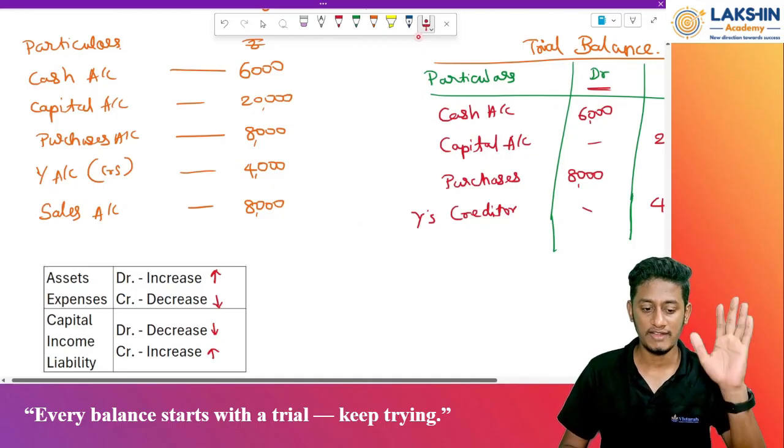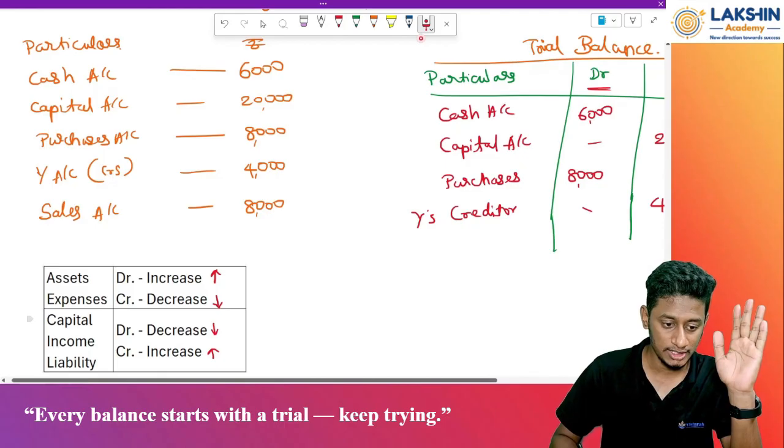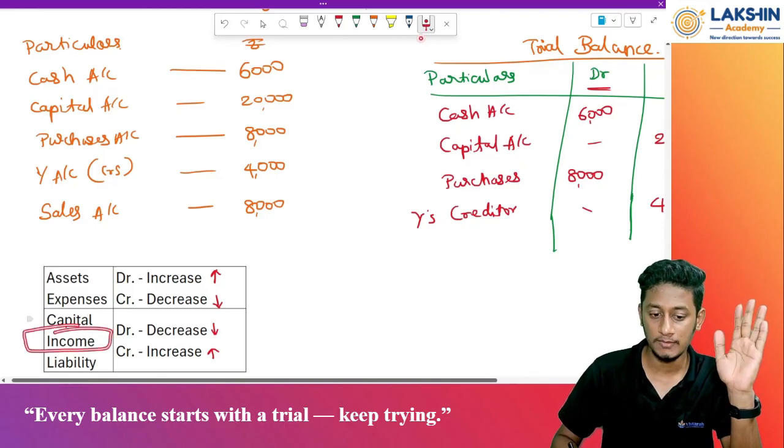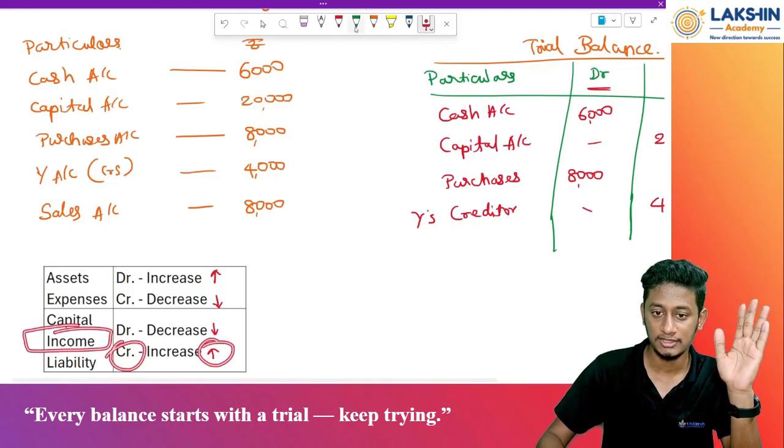Now, sales account. Sales account is what out of 5 heads? It is an income. Where is the upward arrow? On the credit side. So pass the entry on the credit side.